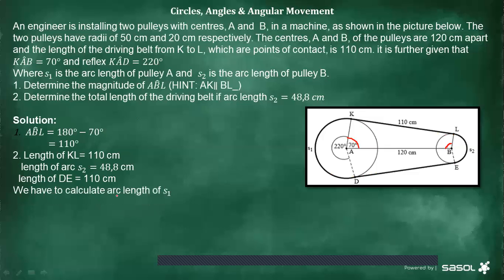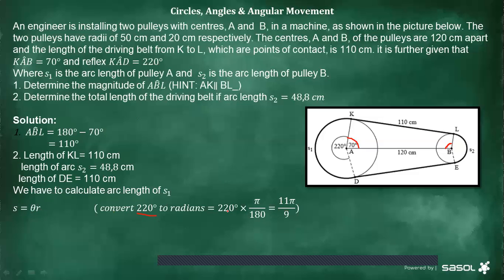And then we have to calculate the arc length of S1, because now we don't have the length of S1, so we'll be calculating that arc length. We're going to use the formula to calculate that, which is S equals to theta times R. Do we have the angle there? Yes, but it is in terms of degrees. We have to convert it to radians. So it's going to give us 11 pi over 9.